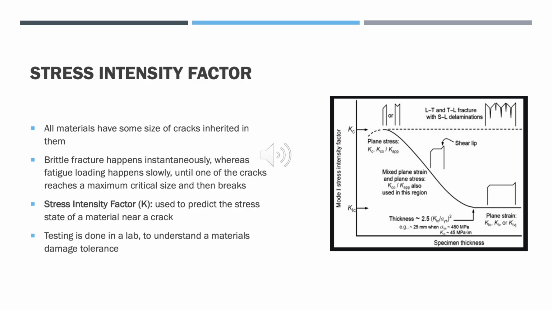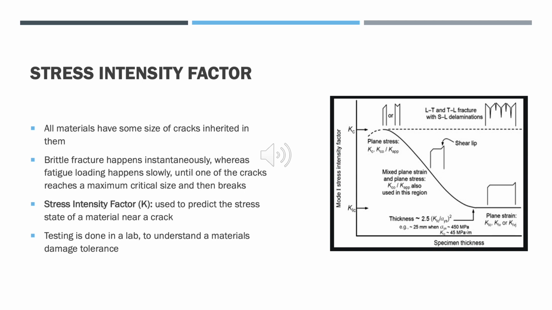All real materials have some size of crack in them, whether it is a visible crack or a crack at the submicroscopic level. Now, there are two main types of fractures that can take place in a material. The first type is called brittle fracture, which occurs due to the loading and environment in which the material undergoes instantaneous propagation to failure of one or more cracks.